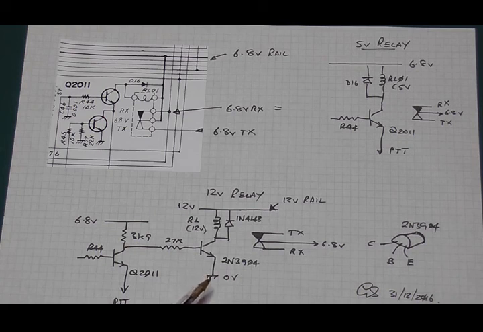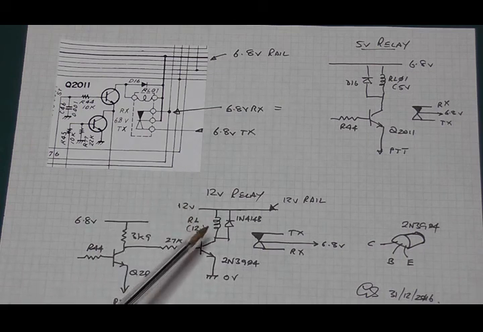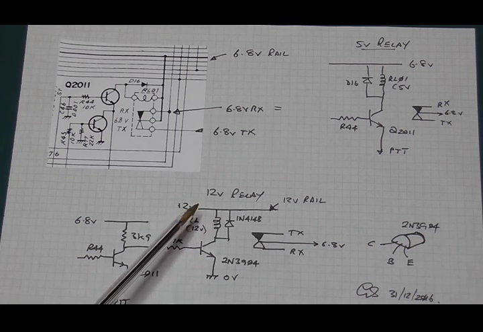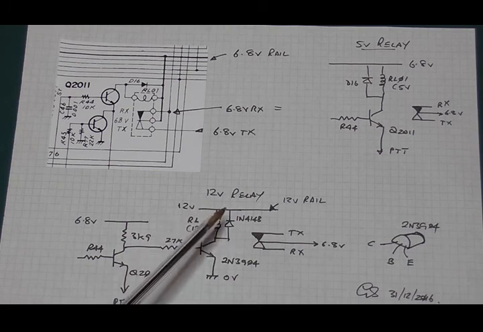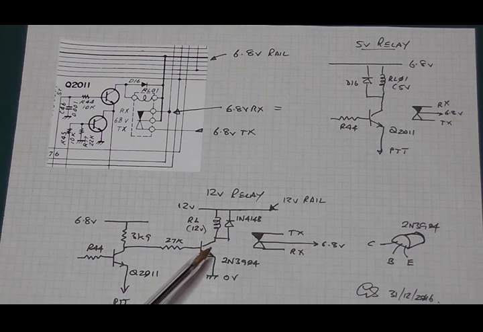I've used a 2N3904, any NPN transistor will do, 2N2222, BC574, whatever you've got. The relay coil, my new relay coil, is taken from the collector of that transistor up to a 12 volt rail. There are plenty of those in this radio, it is a 12 volt radio after all. And I've added another protection diode to protect the transistor from the back EMF when the relay is de-energized.